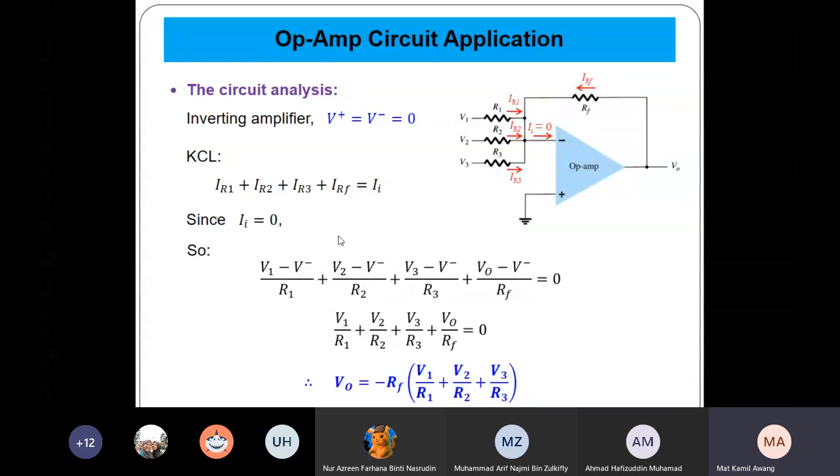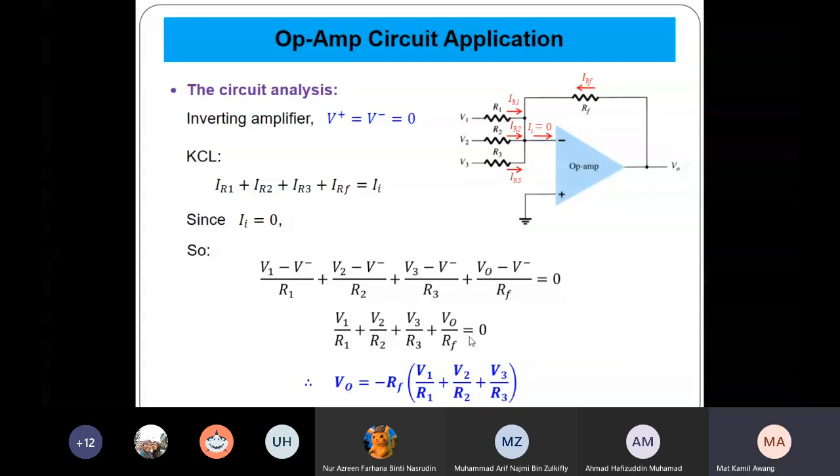What is V minus? V minus is equal to 0 because V minus is equal to V plus, and V plus is grounded. So you substitute: V1 minus 0 over R1 plus V2 minus 0 over R2 plus V3 minus 0 over R3 plus V out minus 0 over RF. So you get V1 over R1 plus V2 over R2 plus V3 over R3 plus V out over RF equals 0. Rearrange the equation.